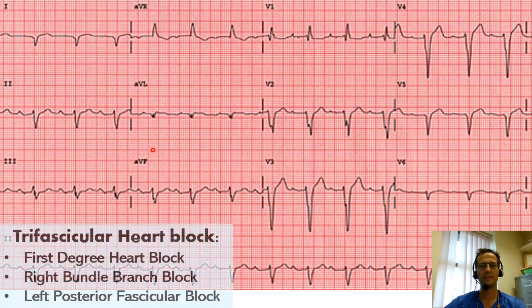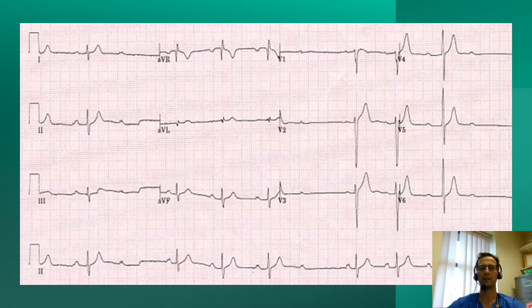So what in fact we have is trifascicular heart block with first degree heart block, right bundle branch block and left posterior fascicular block. So remember there are 2 fascicles and the common one to be blocked is the anterior one, which causes left axis deviation. But here we have marked right axis deviation. Look, it's even positive in AVR. So this is the posterior fascicle being blocked together with right bundle branch block. So another example of trifascicular heart block.